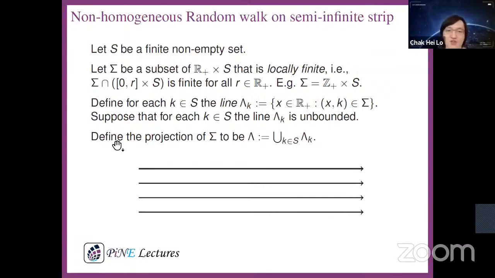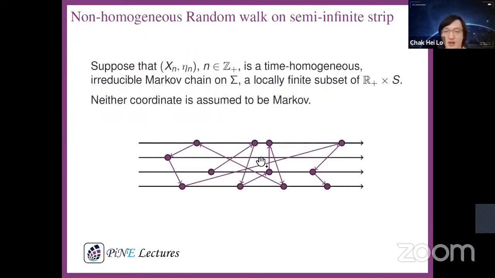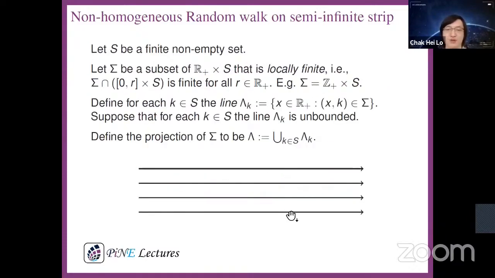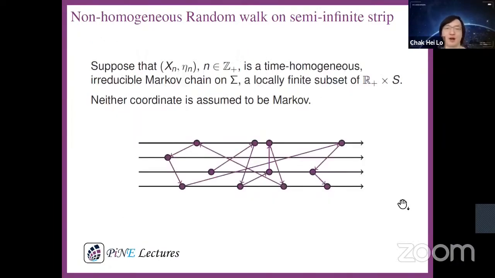And we define the projection of sigma to be lambda, okay? So if we have all the points on each line, we project everything onto one line, then that set is lambda. Okay, so now after we talk about the state space, we want to put a process on this state space. So this process, we call this (X_n, eta_n) because it's a two-dimensional thing. So X_n is the horizontal coordinate and eta_n specifies which line it is in, okay?